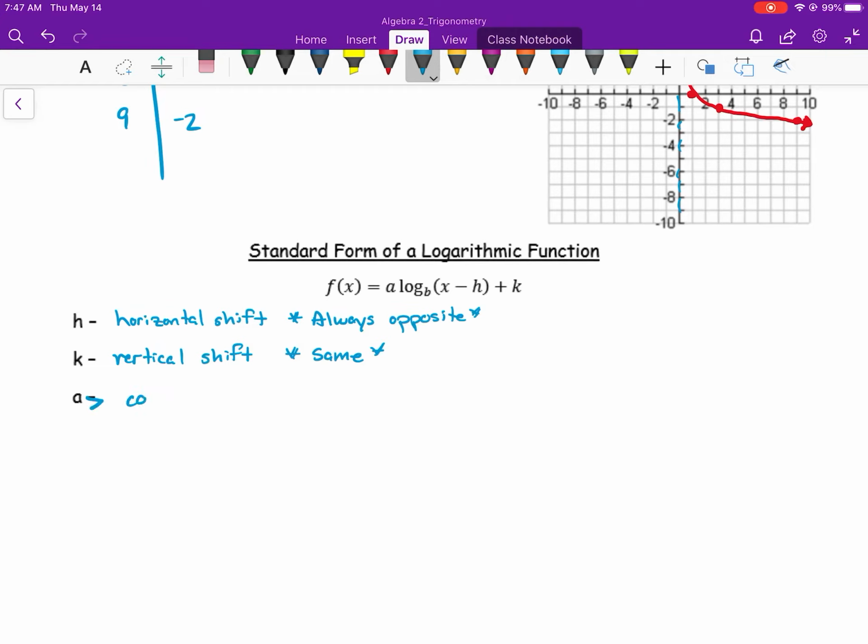If A is greater than 1, we stretch. If we are in between 0 and 1, like a fraction, it compresses. And a negative A will reflect over the x-axis. So same things, A, H, and K all do the same for all types of functions.